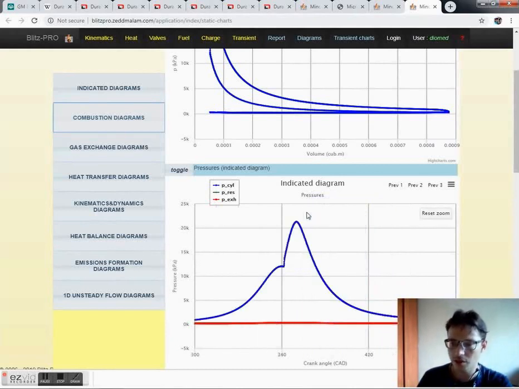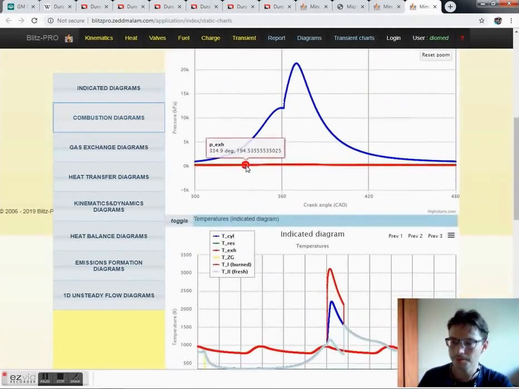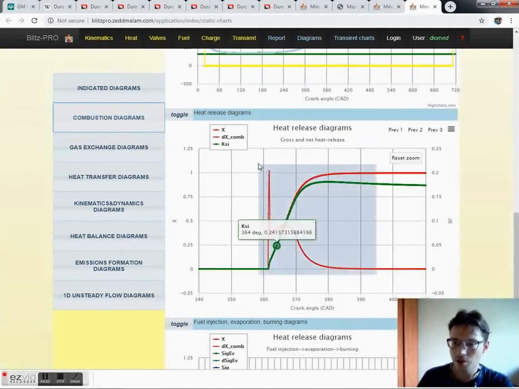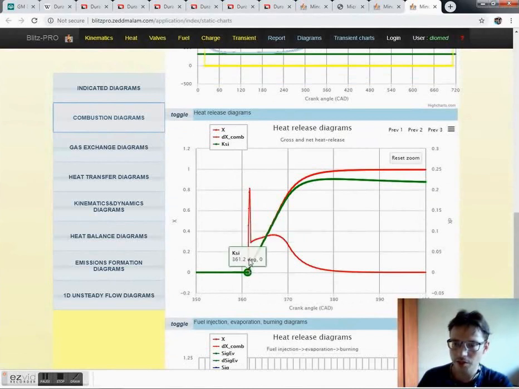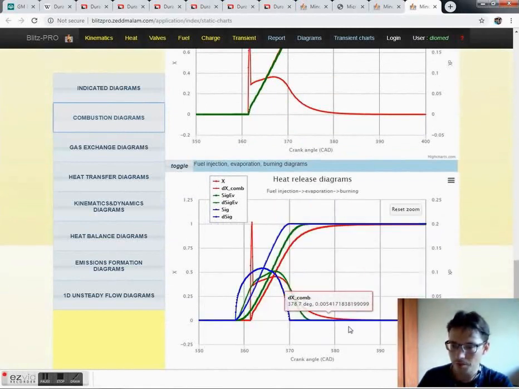So it's dangerous for the engine, it produces noise, and this is not acceptable, as well as this high level of in-cylinder pressure. Let's look at the heat release diagrams. This diagram shows the speed of combustion. As we can see at the beginning, it has a very rapid combustion, and then it slows down and continues. So why is it so? Let's look here. These complex diagrams will give us the answer.